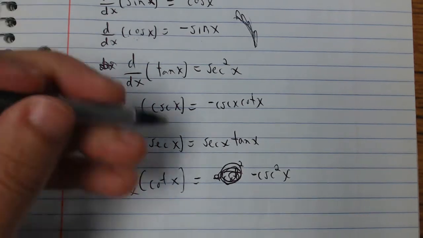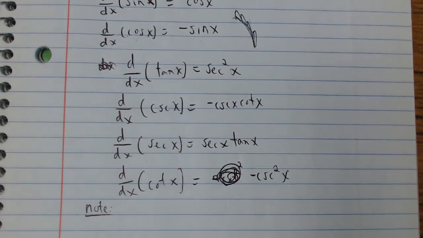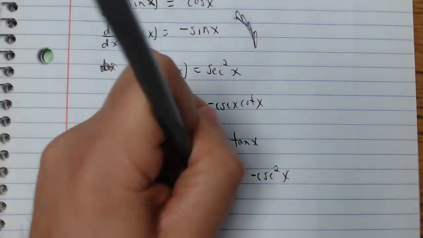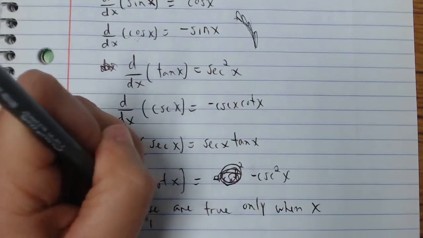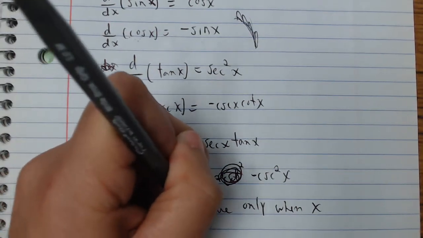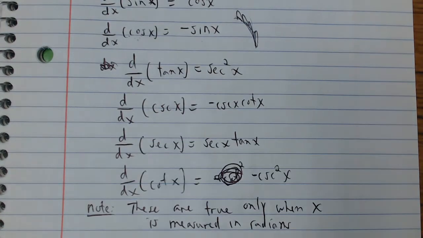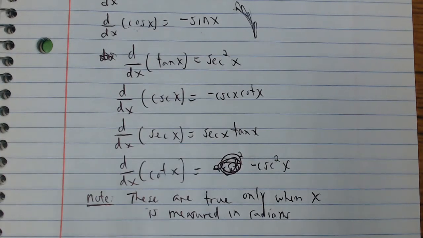Now, one comment I want to make here is that these derivatives are only valid when theta, or our angle, or x is measured in radians. So these are true only when x is measured in radians. Keep in mind that in this class, we always work in radians. We never work in degrees.